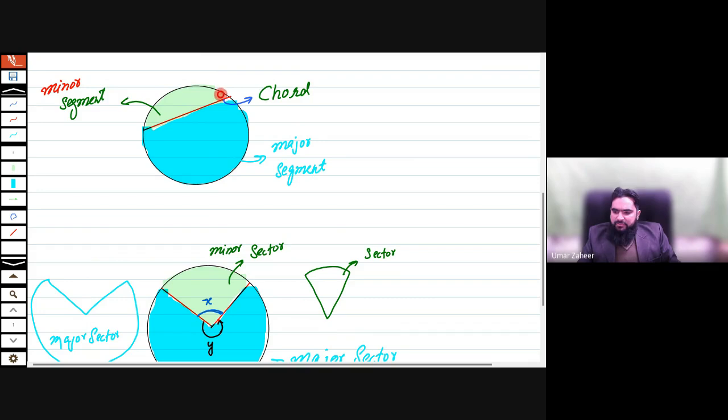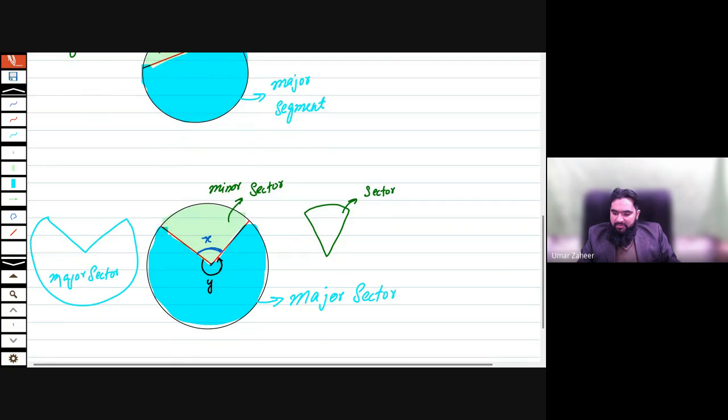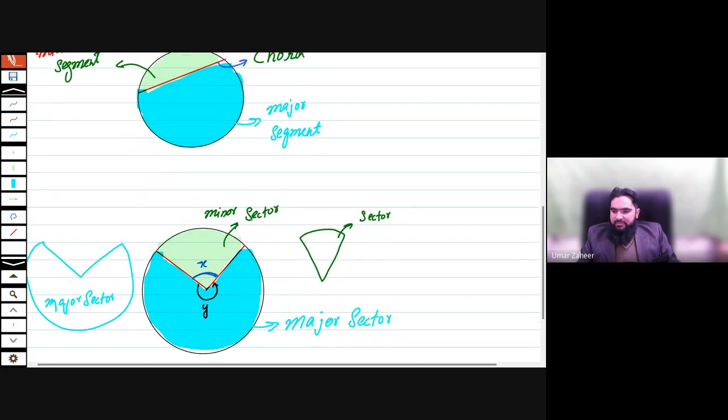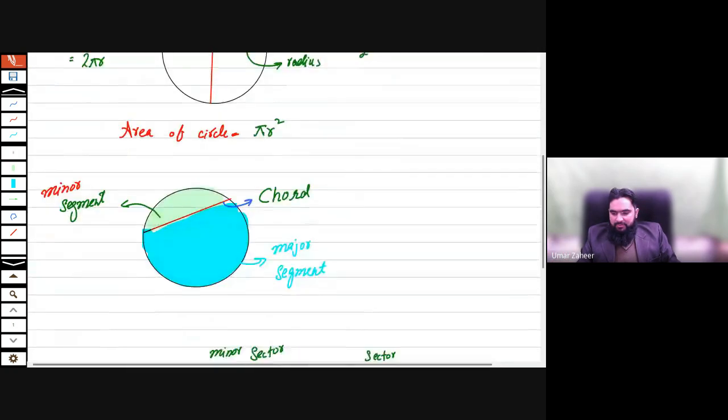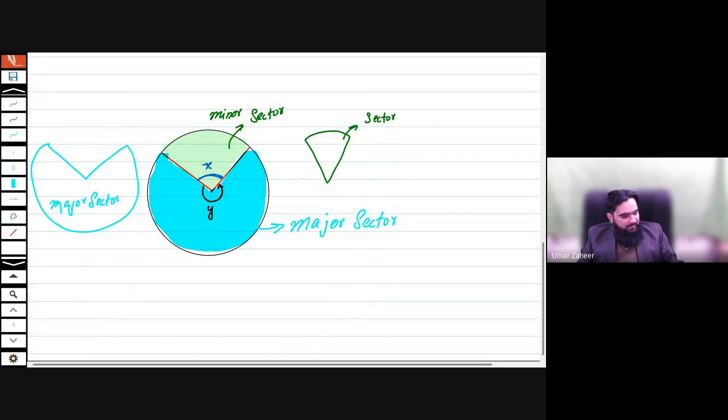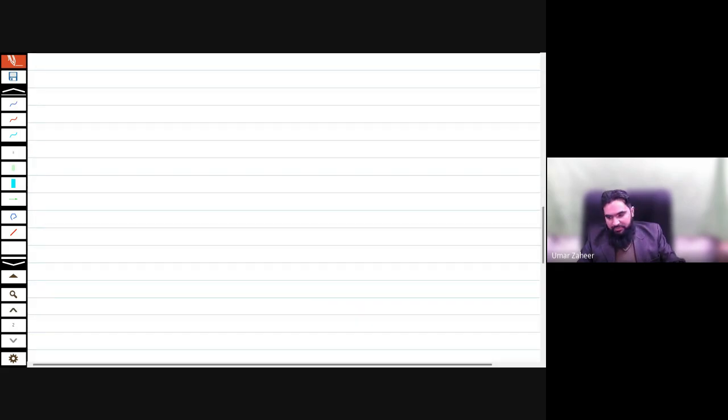Most of the students mix up the segment and the sector. A segment is made because of a chord, and a sector is made between the two radii, and obviously it is known as the sector angle. So these are very basic things about a circle. Okay, now let's go for some formulas about the mensuration that we need.